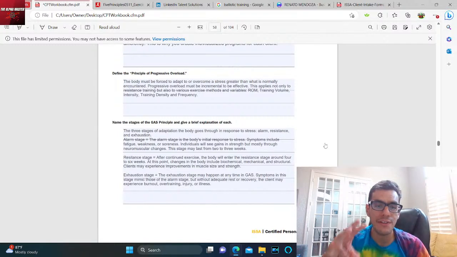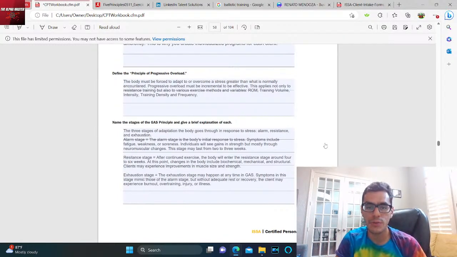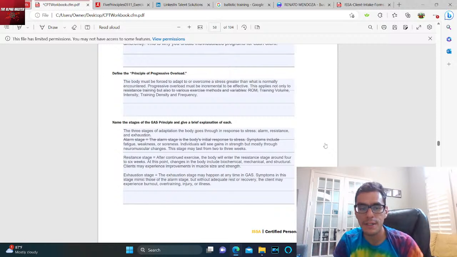So there are three stages of adaptation the body goes through in response to stress: alarm, resistance, and exhaustion for the general adaptation syndrome. Alarm stage. The alarm stage is the body's initial response to stress. Symptoms include fatigue, weakness, or soreness. Individuals will see gains in strength, but mostly through neuromuscular changes. This stage may last from 2 to 3 weeks.